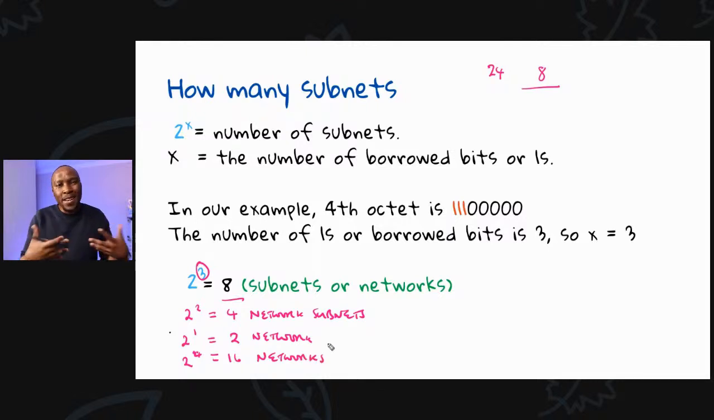So the number of networks that we create is going to increase or decrease based on the number of bits that we have borrowed. For every bit that we borrow, we represent it with a 1, and the unborrowed bits are represented with a 0. This is a very important part to understand, because the whole concept of subnetting is anchored on what I've just mentioned: the bits that we borrow become 1s, the bits that we don't borrow become 0s.